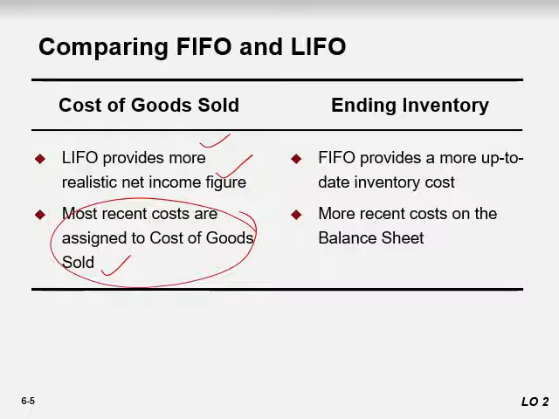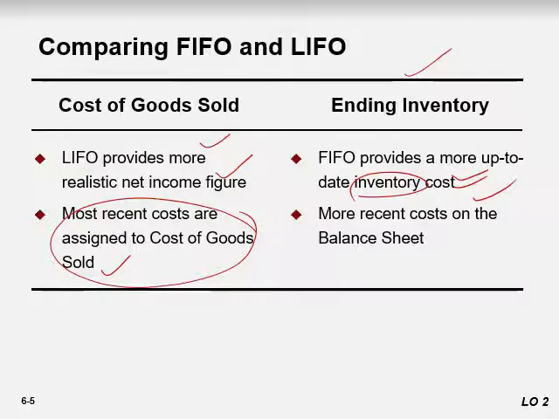But when you see the balance sheet, balance sheet inventory contains the oldest cost. It means balance sheet inventory is not up to date. While FIFO provides more up-to-date inventory cost in hand. Inventory means inventory in hand cost. So the latest costs are used to find inventory on the balance sheet. So the balance sheet is more up to date, but the income statement is not good.